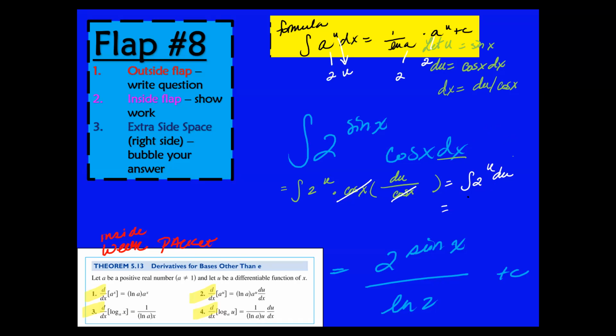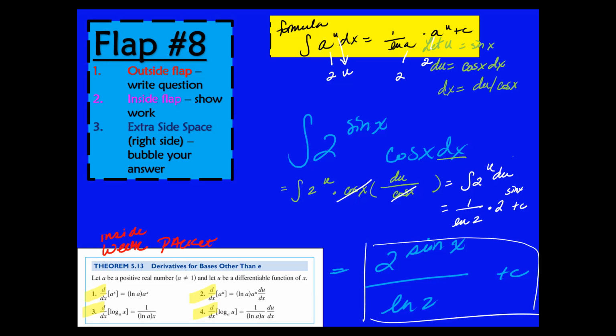So then my answer here is going to be 1 over ln a, which is 2, times a to the u, which is 2 to the u. And what is your u again? Your u is sine x, plus c. So if I go ahead and rewrite this, which I don't really have to, it'll look something like this. And that is your answer, you guys.